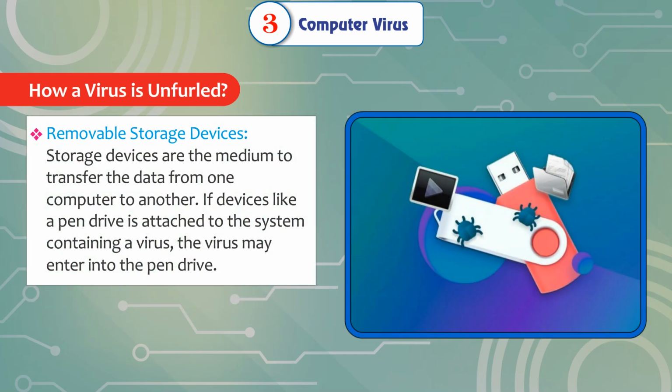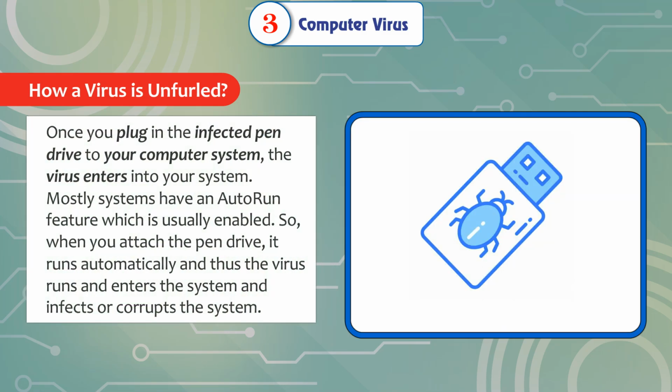Removable storage devices. Storage devices are the medium to transfer data from one computer to another. If a device like a pen drive is attached to a system containing a virus, the virus may enter the pen drive. Once you plug the infected pen drive into your computer system, the virus enters your system. Most systems have an auto-run feature which is usually enabled. So when you attach the pen drive, it runs automatically, and thus the virus runs, enters the system and infects or corrupts it.